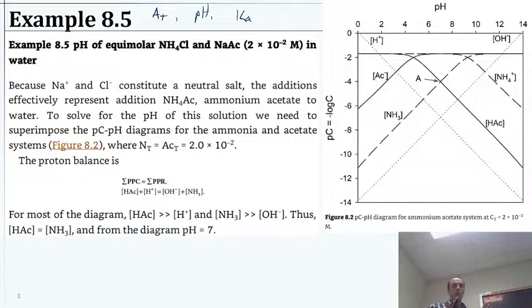So this example, last time we covered a separate example, looking at a pretty simple system. Here we want to know the pH of an equimolar solution of ammonium chloride, NH4Cl, and sodium acetate, NaAc. Both of them are 2 times 10 to the minus 2 moles per liter in water. So we have the same amount of NH4Cl, so we can say the concentration of Cl minus is going to be equal to the Na plus, right?